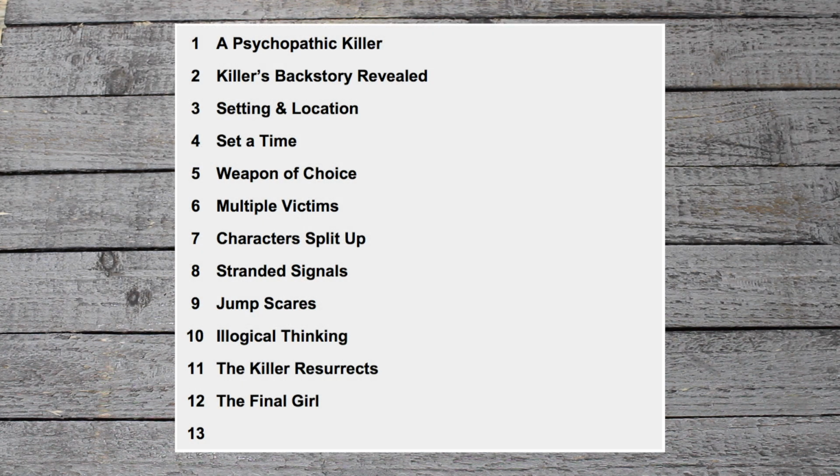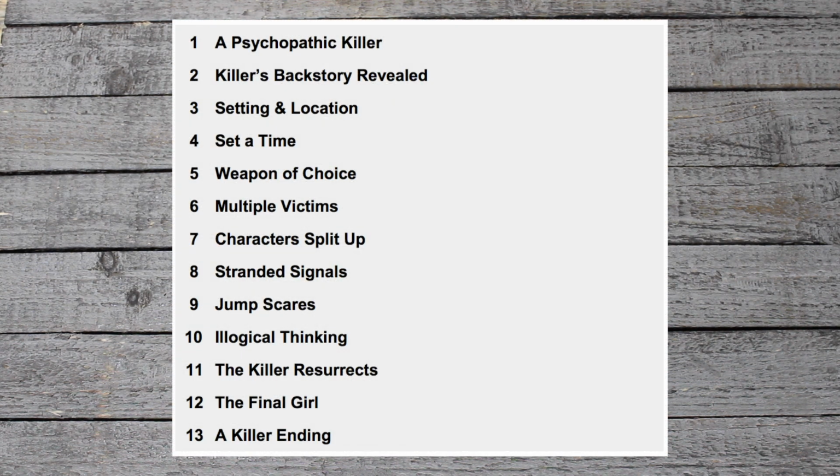12 is the final girl. The sole survivor and often the character that goes head to head in a fight against our villain. And lastly, number 13 is a killer ending. Most great and memorable slashers leave the ending on a cliffhanger.